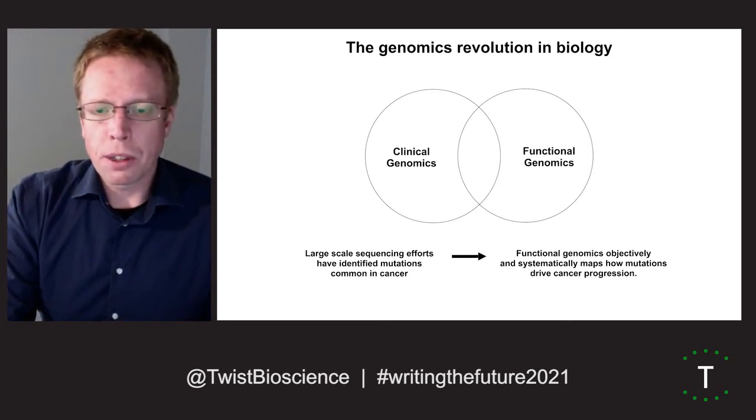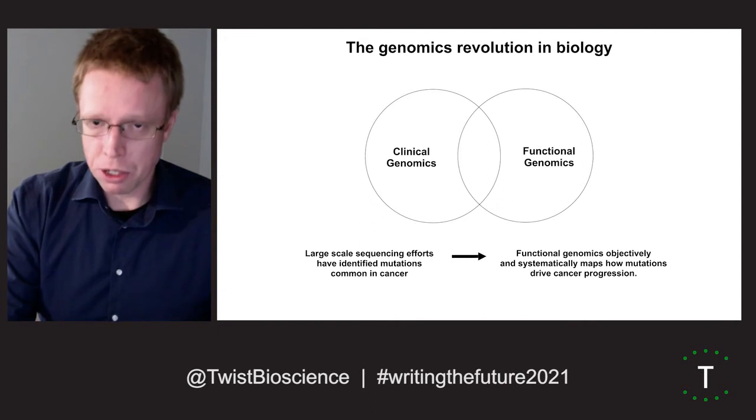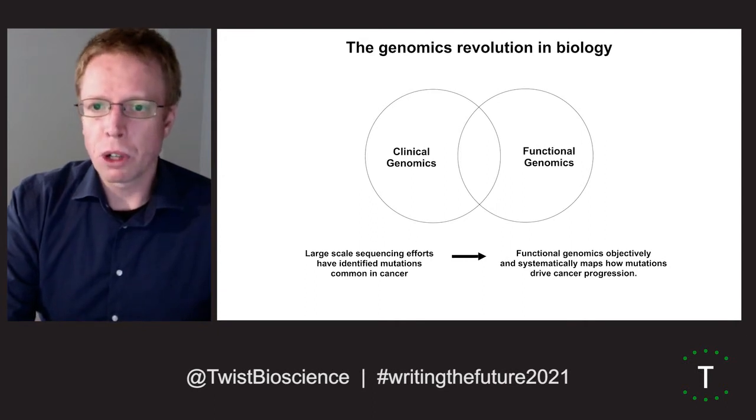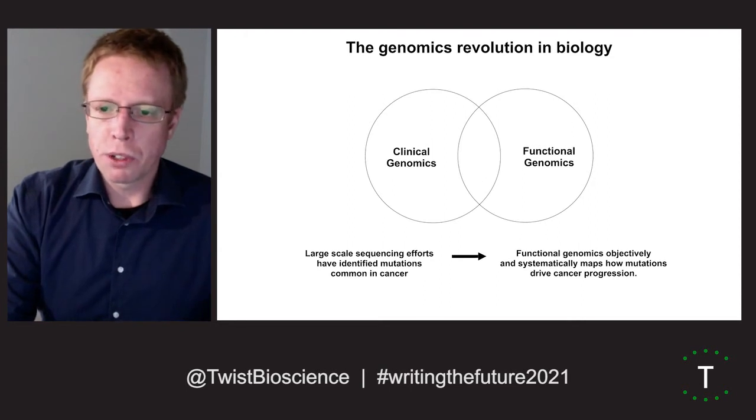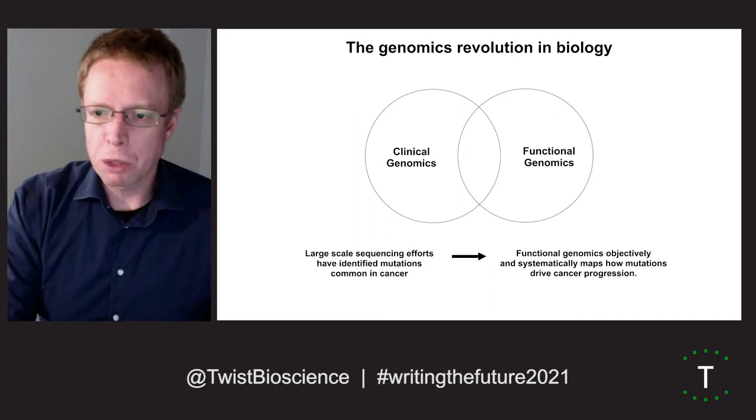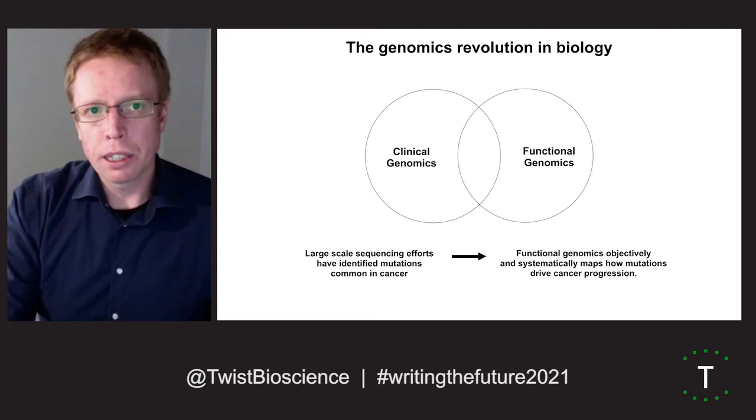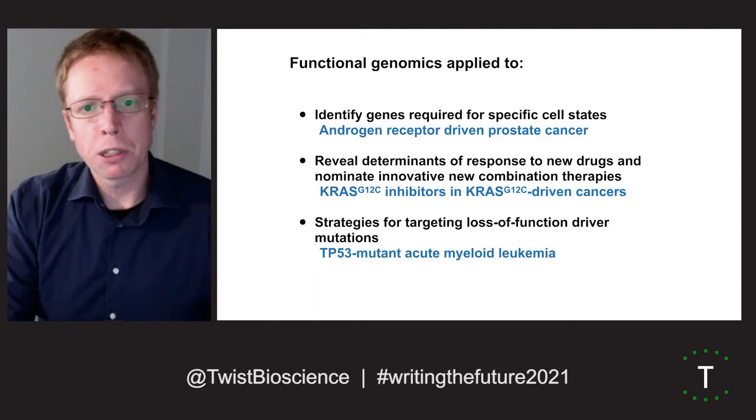And so I think in parallel, there's been a revolution in what I would call functional genomics, or our ability to experimentally characterize genes. And this has been driven largely by CRISPR over the last 8 or so years. And what we hope is that functional genomics, together with clinical genomics, can objectively and systematically map how mutations drive cancer progression and lead to new insight, which promotes new medicines for the treatment of cancer patients.